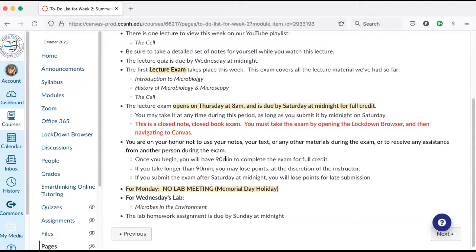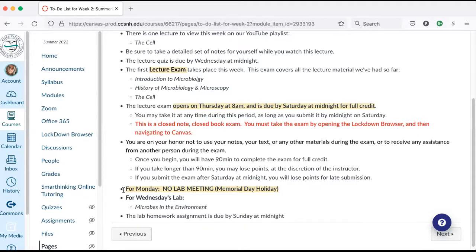You'll have 90 minutes to complete the exam once you begin. You can take longer than that. In other words, the exam isn't going to suddenly close on you at 90 minutes, but you can only use 90 minutes if you want to get full credit on the exam. Similarly, if you submit the exam late after Saturday at midnight, you'll also lose some points for that.